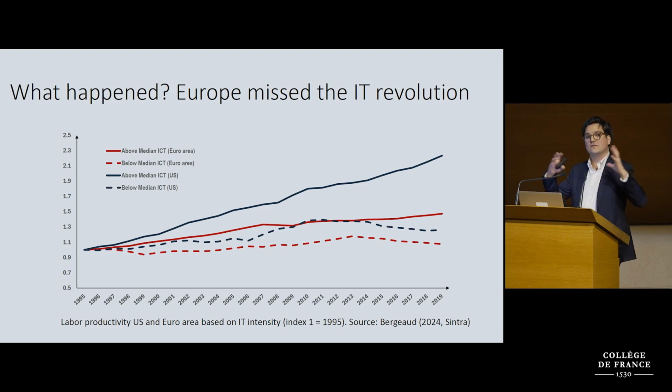If you split the economy into two categories of sectors, those that are intensive in IT and the other one, and you look at the labor productivity in those sectors, these are the solid lines, what you see is that above-median sectors in terms of IT usage is where the divergence is the most striking. Labor productivity was multiplied by about 2 in the US in those sectors, and in Europe it's only an increase of 30%. In the rest of the economy, there is still a slight divergence, but nothing completely dramatic. Most of the effect comes from sectors that use IT more.